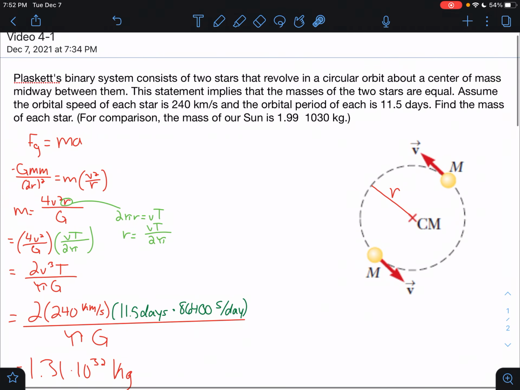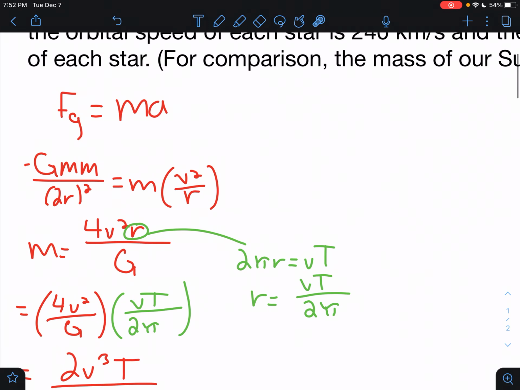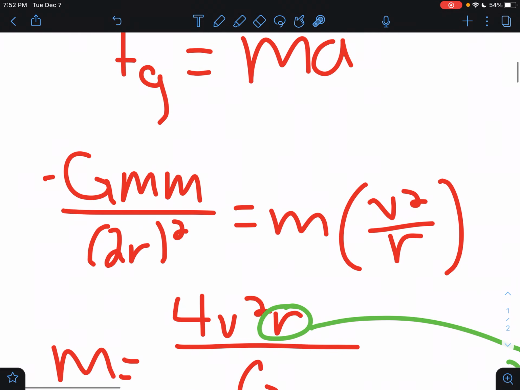So I did this problem with forces. So we have force of gravity is equal to ma. Force of gravity, in this case, we're going to use GMM over r squared. And then we have the negative, but we get rid of that negative eventually because I know it's an attractive force.